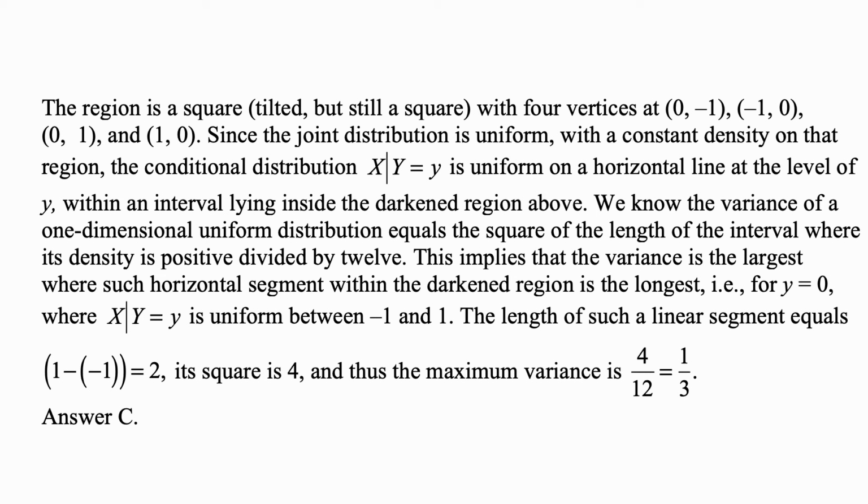This implies that the variance is the largest where such horizontal segment within the darkened region is the longest, and that's for y equal to 0, where x conditional on y equal to y is uniform between -1 and 1. The length of such a linear segment equals 1 minus -1, so it's 2, its square is 4, and the variance is that square divided by 12, so it's 1/3, so the maximum variance is 1/3. And you actually don't need to do almost anything, just see this picture, see the line between -1 and 1, take 2 squared divided by 12, and you're done. Answer C.